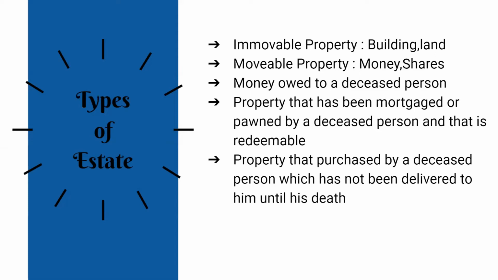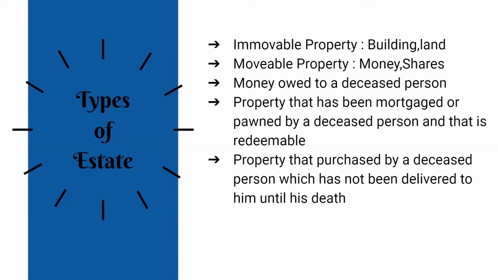For example, if a deceased person has saved his or her money inside of his or her residence, the money also needs to be included in the faraid. The next one is the property that has been mortgaged upon by a deceased person and that is redeemable. For example, if a deceased person has mortgaged his or her ring, necklace, or gold, then the property also needs to be included in faraid.